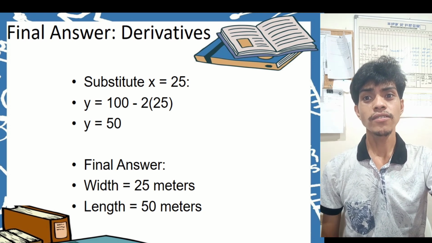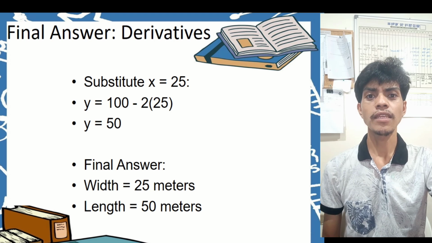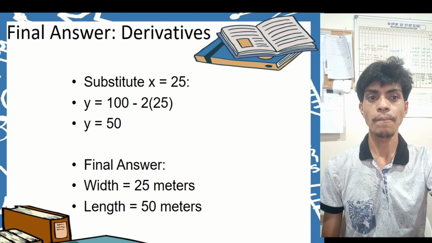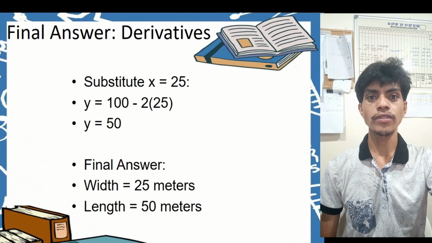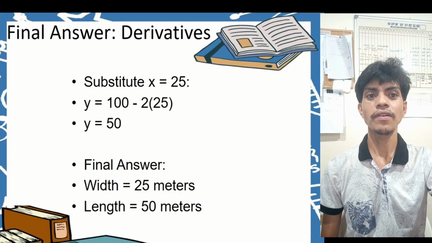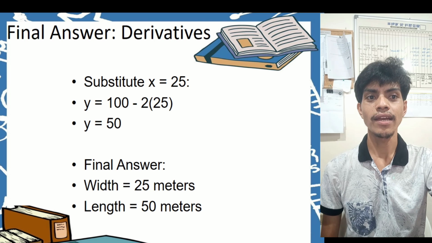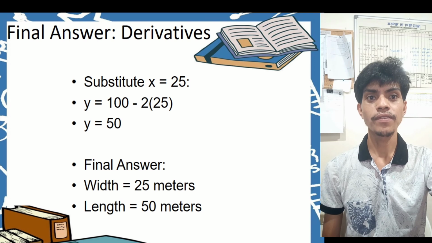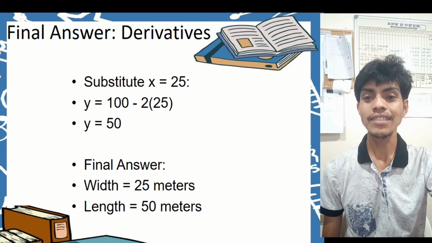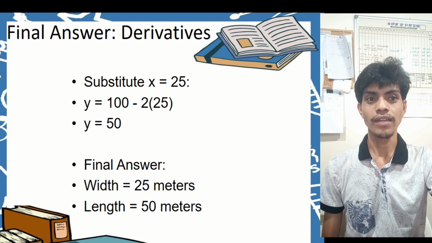In this problem, derivatives were used to find the maximum possible area. We first formed an equation for the area, then differentiated it to locate a critical point. By setting the derivative equal to 0, we obtained the dimensions that maximize the area.